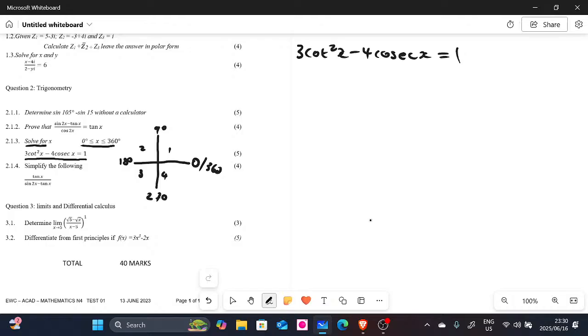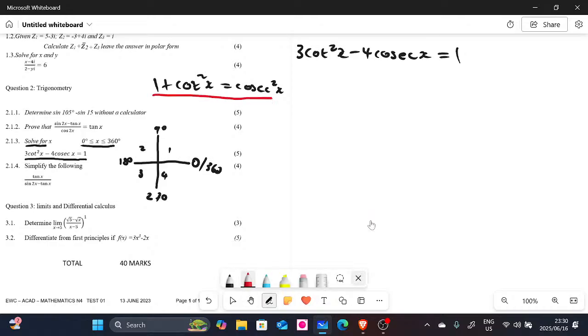On that page, we have 1 plus cot squared x is equal to cosec squared x. Yes, we have something like this. This square identity that I'm highlighting here, we have to use it so that we can have the same trigonometric ratios. Remember from yesterday, I did mention that whenever you're solving for x, your trigonometric ratios must be the same.